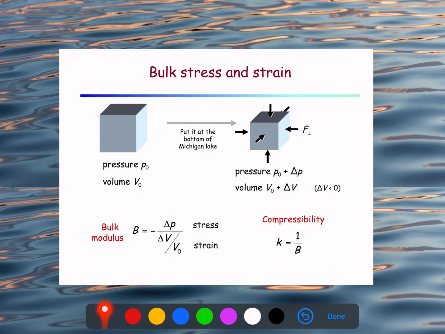This is often something that we look at when it comes to fluids. And so we're still looking at stress over strain here being constant. And sometimes on charts you're looking at the inverse of this constant, and we call this, instead of bulk modulus, we're looking at compressibility.